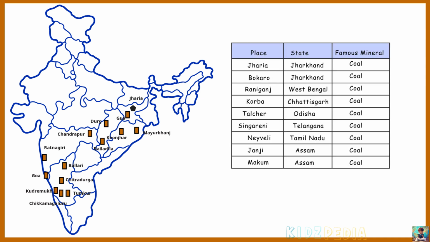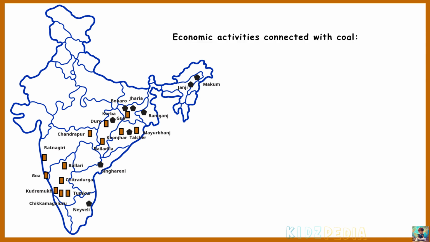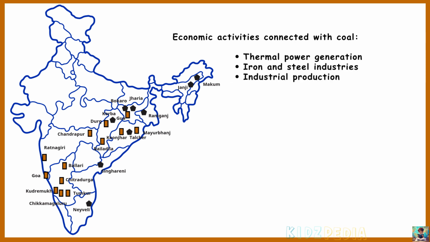Coal is found in Jharia and Bokaro in Jharkhand, Korba in Chhattisgarh and Talcher in Odisha. Janji and Makum in Assam. Raniganj in West Bengal and Singareni in Telangana and Neyveli in Tamil Nadu. Economic activities: thermal power generation, iron and steel industries, factory and industrial production.